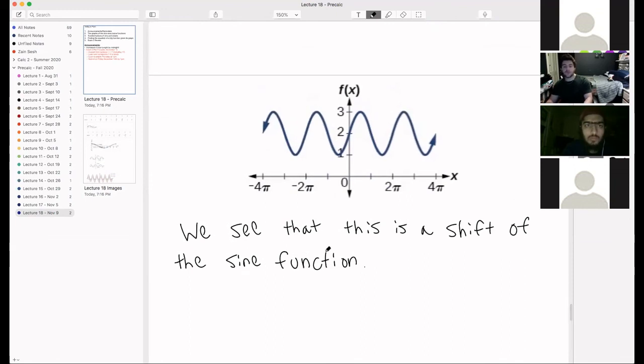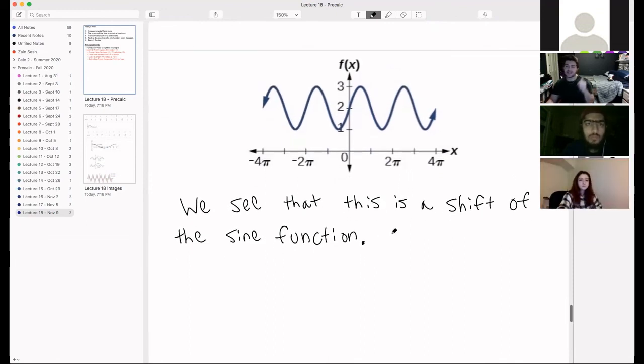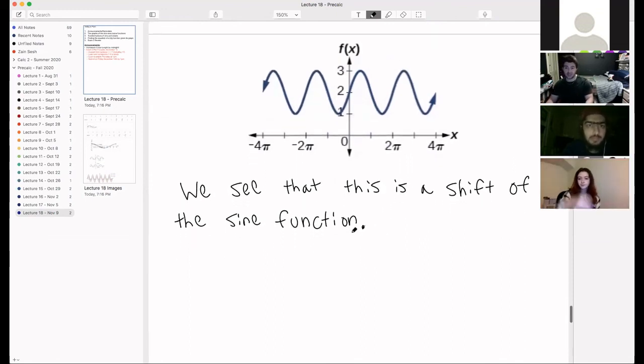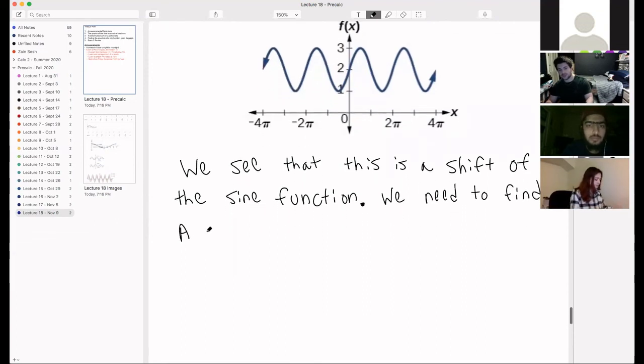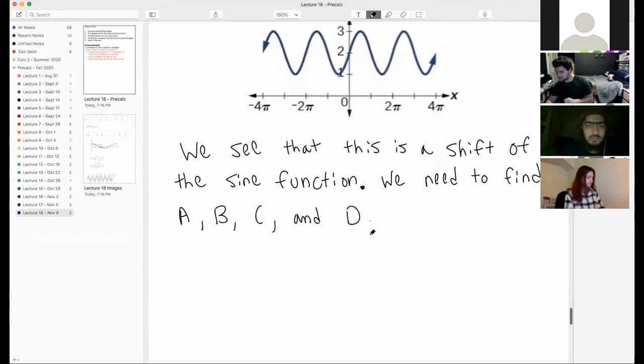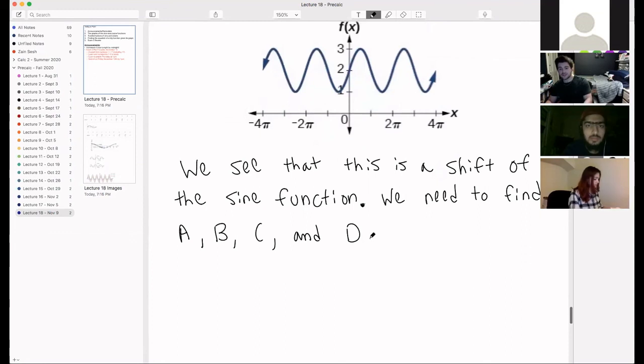Okay, so remember what we need. We need to find A, B, C, and D, and we're going to be done. So what do we need to find? We need to find all of those special letters, A, B, C, and D. Okay, so let's actually start with D, which is the midline.